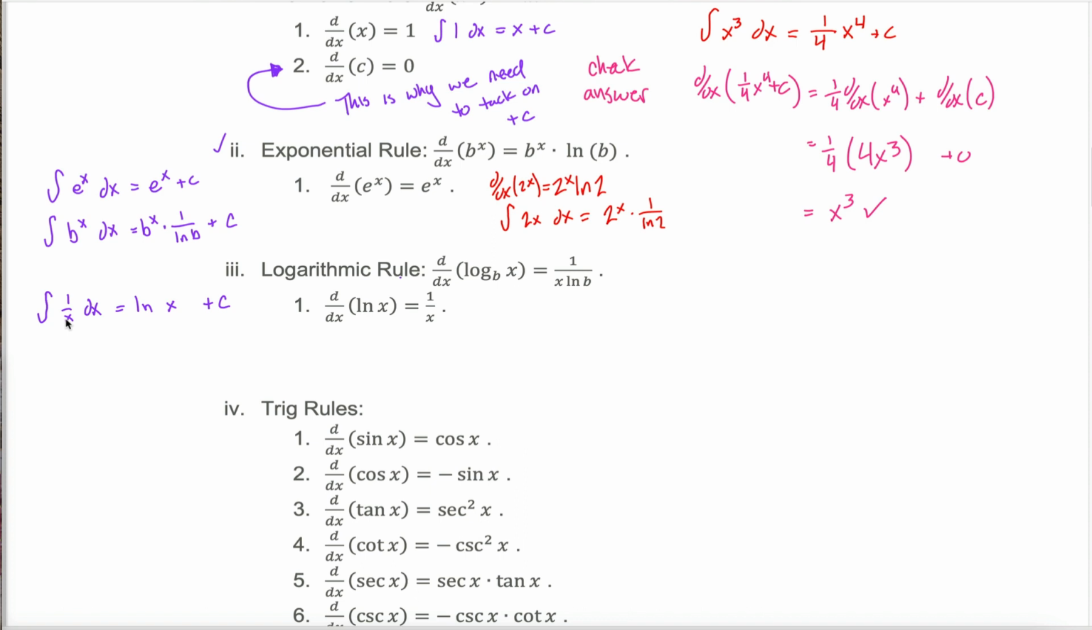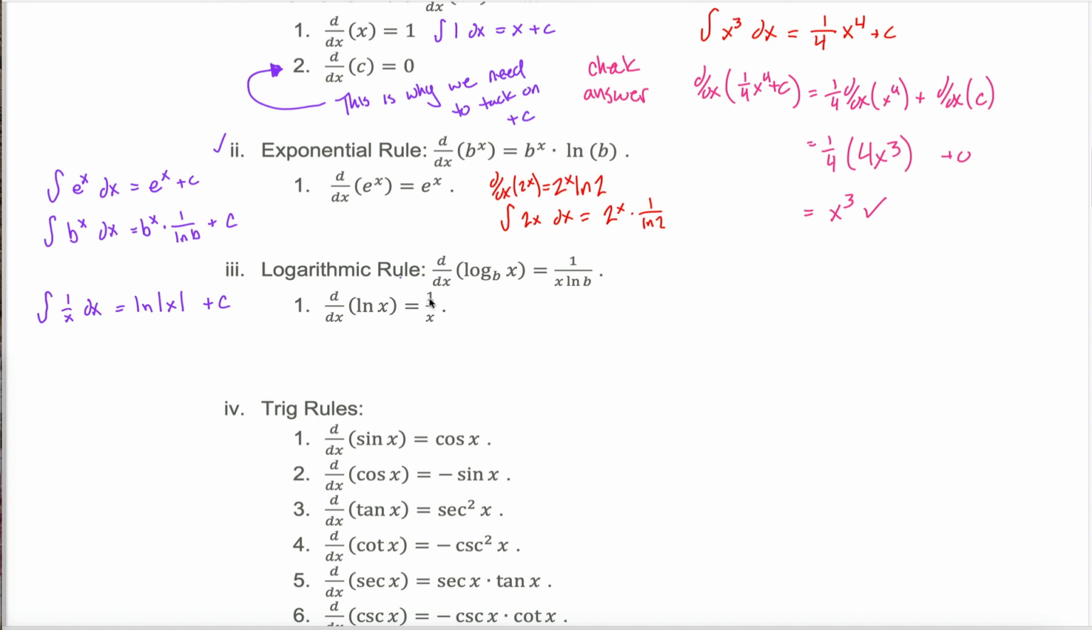Because think about if I'm letting x represent negative 5, then over here in my answer I'd have the natural log of negative 5. But the natural log of negative 5 is not defined. You can't take the log of negative numbers. To get around that, all we have to do is tack on an absolute value symbol here. The derivative of natural log of x equals 1 over x.